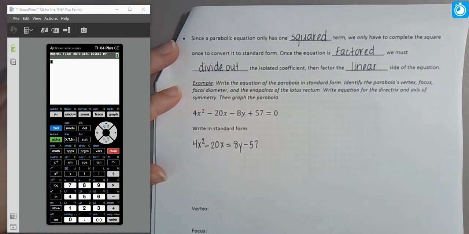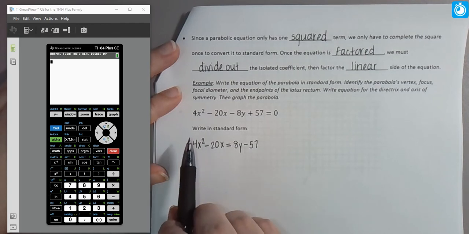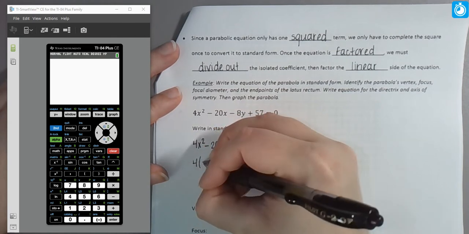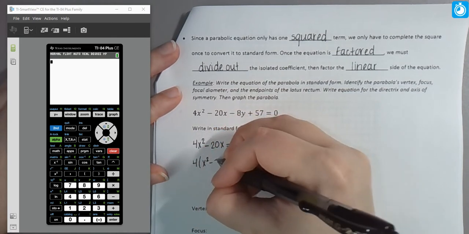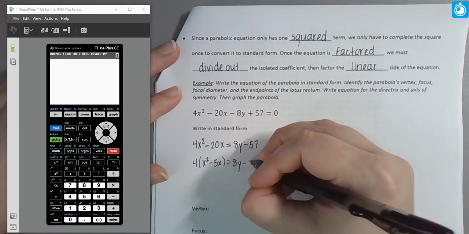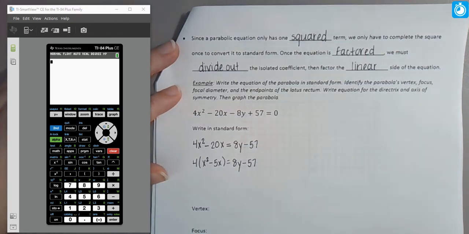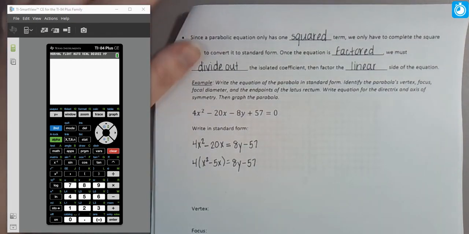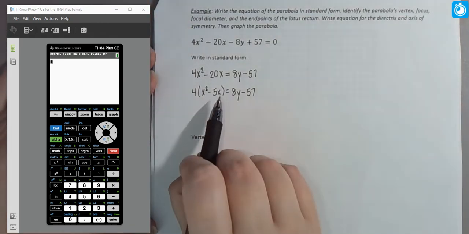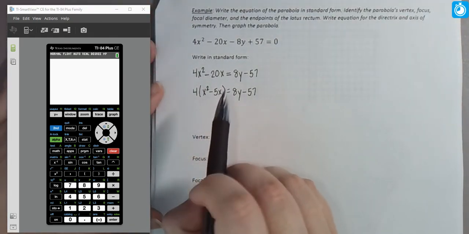So as with our normal completing the square procedure, we kind of just bring the right-hand side along for the ride. We're really going to focus on what's on the left-hand side, completing the square. So we're going to factor out the coefficient on our x squared. So that's going to be 4 times x squared minus 5x, and that's equal to 8y minus 57. And then we need to complete the square. Now it's going to be a little bit more involved here simply because the value we add on is not going to be as pretty as it normally is.